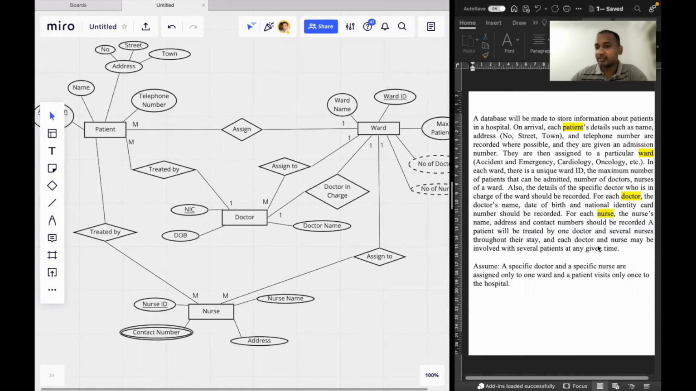In the scenario also it is mentioned, sorry, in the general situation also it is many. In the scenario it is mentioned that each doctor and nurse may be involved with several patients. If you take one doctor, involved in many patients. Likewise here, if you take one nurse, will be involved with many patients. That means treated to many patients. Therefore, here also many.